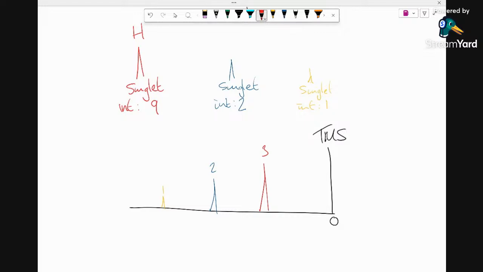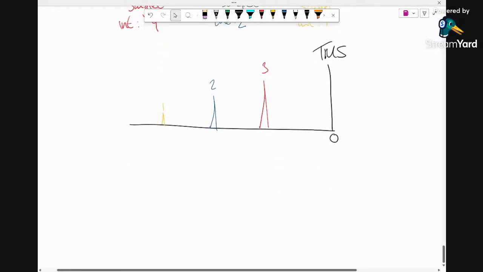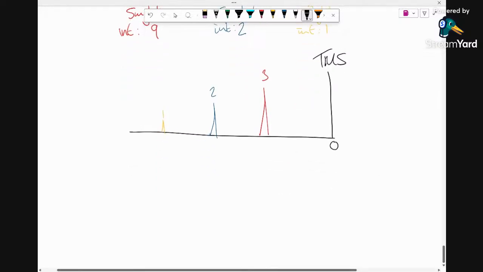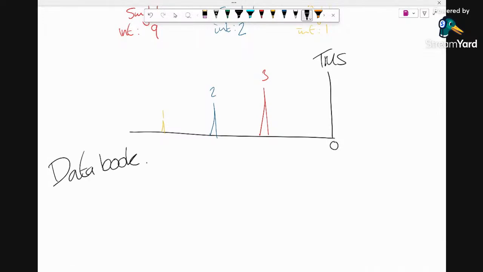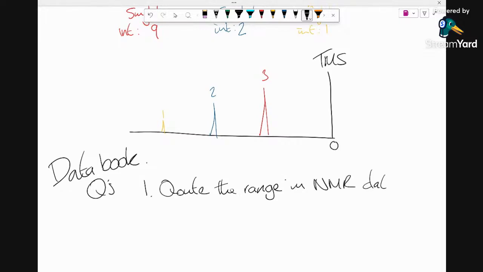We can start looking at the data in terms of how you give the ranges of these things as well. There's also a nice thing to mention that there are 2 questions when it comes to using the data book. The first most common type is where it says quote the range. Yeah, that's a super common question. Quote the range in NMR data.